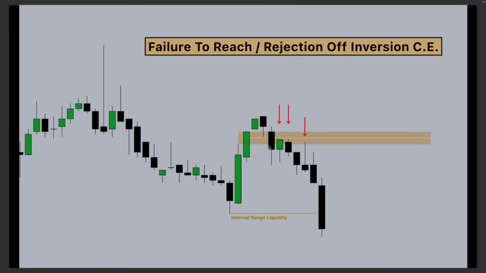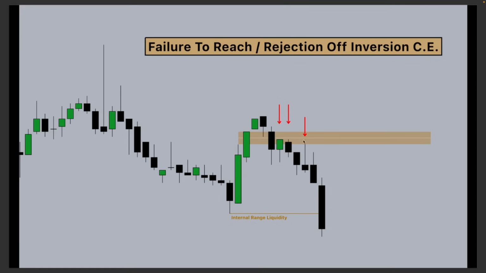So this BISI becomes what? An inversion fair value gap. And now on these retracements, 1, 2, and 3, does price reach the consequent encroachment, or in other words, the 50% level of this inversion? And that is the white dashed line in the middle. No, it can't even reach there. So that is an algorithmic signature telling us that price is going to want to reach for sell side.